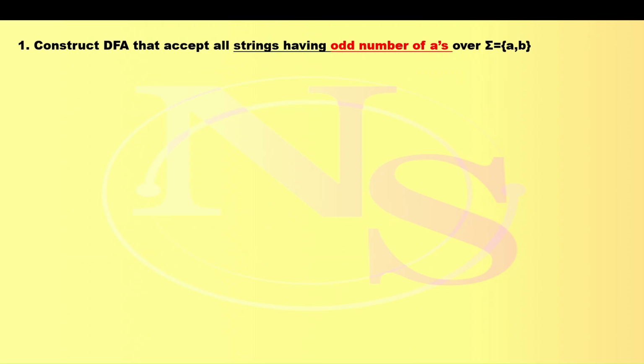In this session we will learn how to design DFA to accept all strings having odd number of A's. In the last session we have seen for even number of A's. Let's start. First identify the condition.